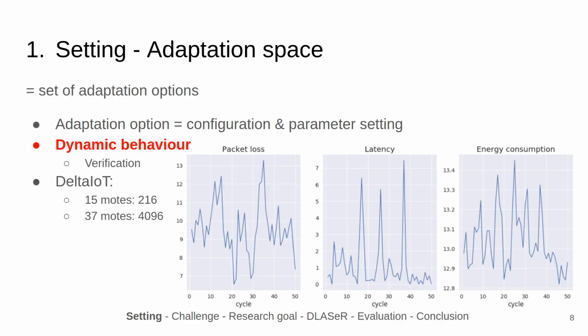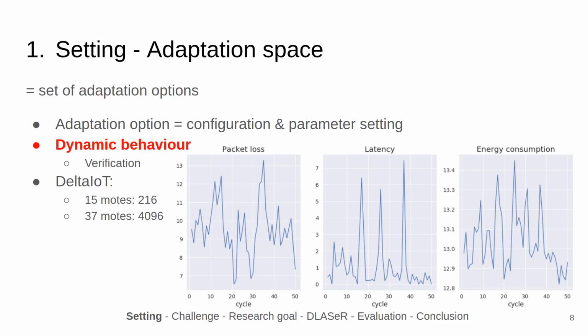So now we've come to what is an adaptation space. An adaptation space is a set or a collection of adaptation options, where an adaptation option, as said before, is a configuration or a parameter setting. Such an adaptation space is subject to dynamic behavior. This means that the qualities of certain adaptation options, or even most adaptation options, change over sequential adaptation cycles due to changes in the environment, but also due to changes in the configuration of the self-adaptive system. To tackle this, a common way to tackle this dynamic behavior is to use verification.